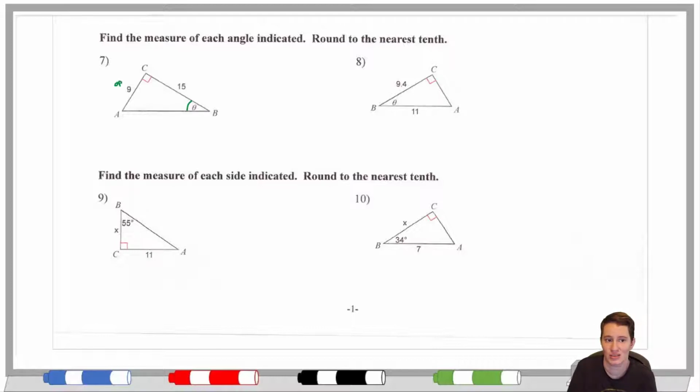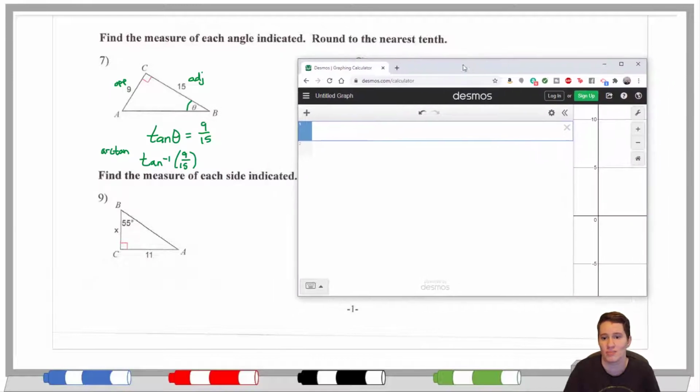This is the opposite side. This is the adjacent side. So that means we need to use tangent. Tangent of theta is 9 over 15. The way we find the angle is on our calculator. We do inverse tangent of 9 over 15, or the book likes to call it arctan, and that's the same thing. But on your calculator, it looks like tan negative 1.